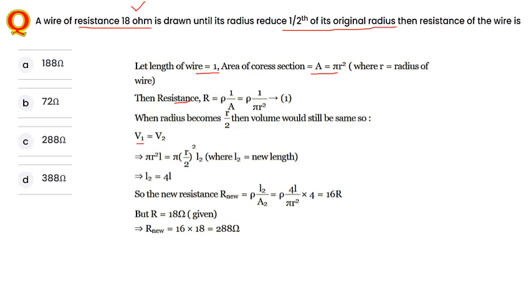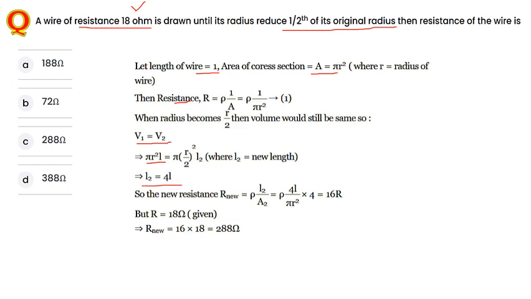In this case, volume remains constant. For this one, volume is area into length. Area here is pi r square, length here is L1. In the new case, area here is pi r square, here radius is R by 2, that whole square, into the new length L2. From this relation, pi r square will be cancelled here. Only thing is L1 is equal to L2 divided by 4. So L2 divided by 4 will be equal to L, means L2 is equal to 4L.